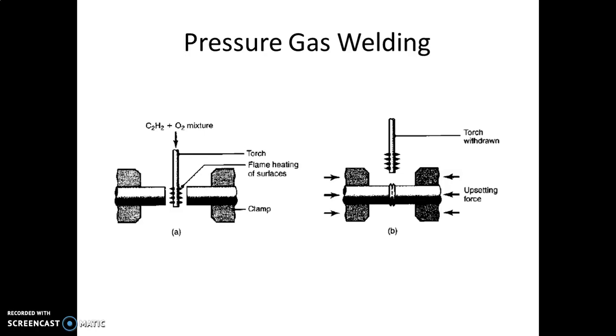Generally, the two components to be welded are heated at their interface by means of a torch using oxyacetylene mixture. After the interface begins to melt, the torch is withdrawn and an axial force is then applied to press the two components together and is maintained until the interface solidifies. Flash forms due to upsetting of the joint ends of the two components.